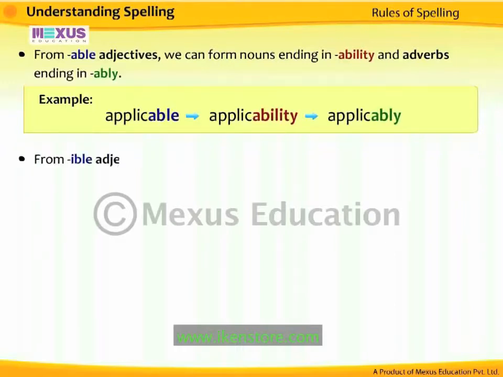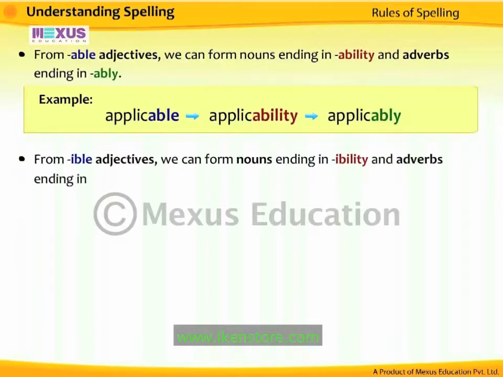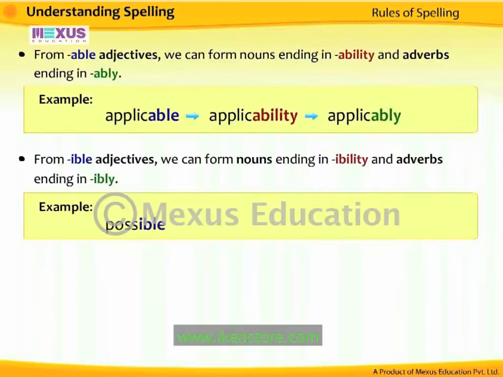From IBLE adjectives, we can form nouns ending in IBILITY and adverbs ending in IBLY. For example, from the adjective possible, we form the noun POSSIBILITY, possibility, and the adverb POSSIBLY, possibly.